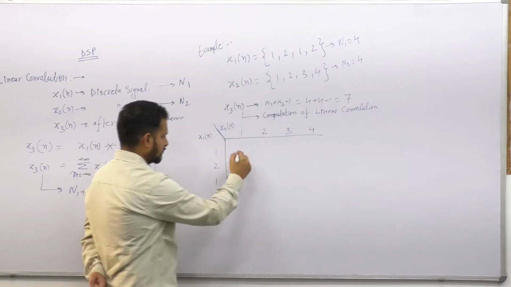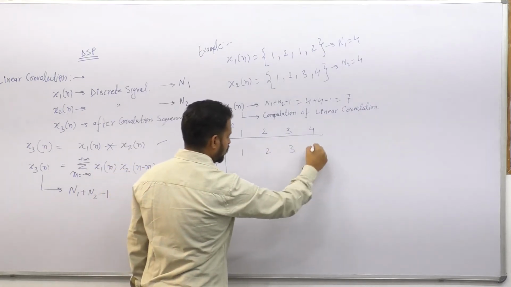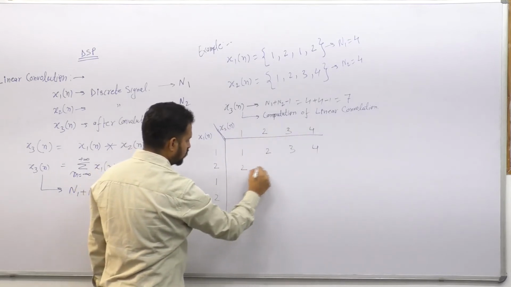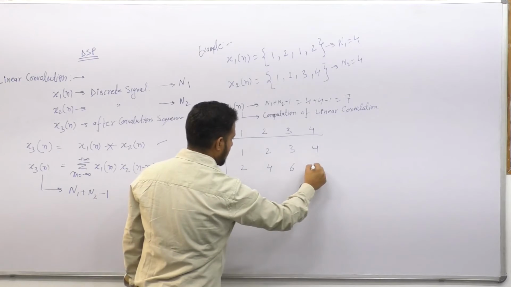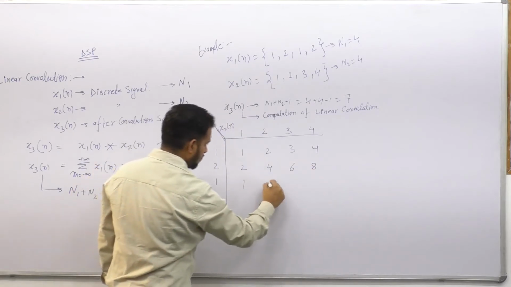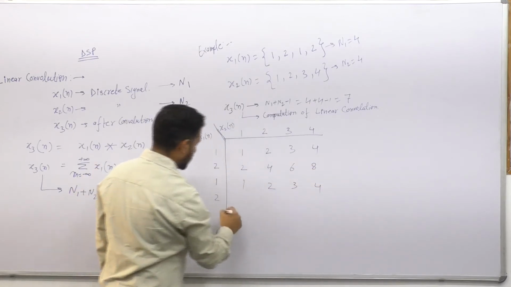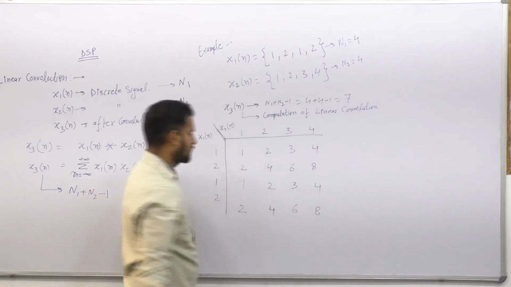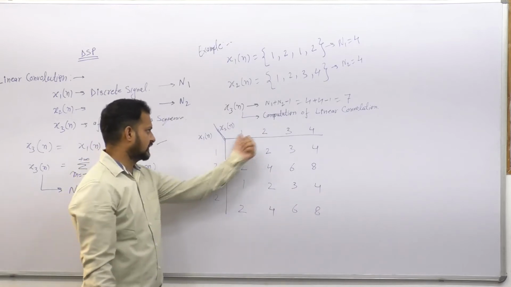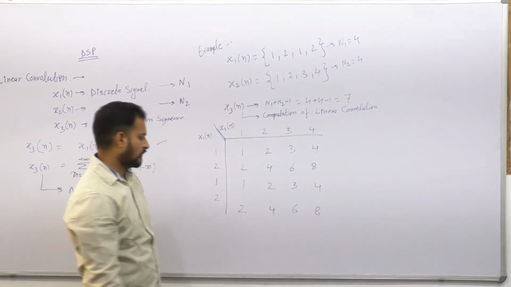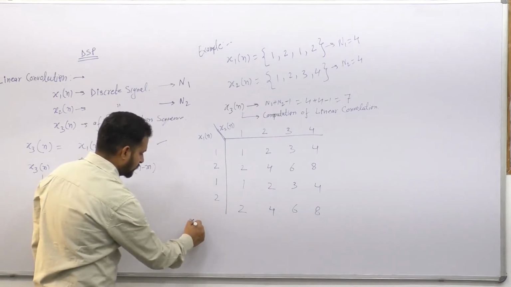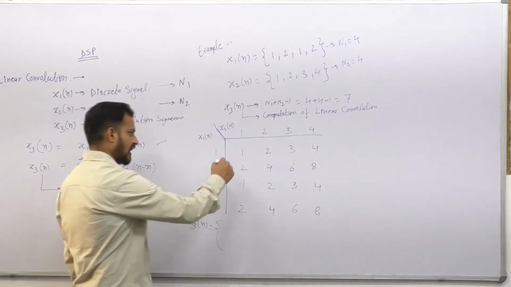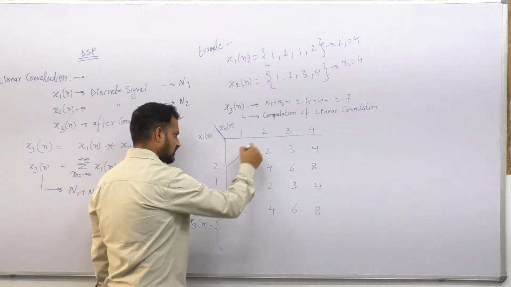We will multiply the first term by 1, 2, 3, 4, and then multiply by 2. So 2 will be multiplied to this sequence: 2, 4, 6 and 8. Similarly we go 1, 2, 3, 4, and another is 2, 4, 6, 8. So we have multiplied these sequences individually to these terms. Now we are going to represent x3(n). What will be the x3(n) points? Now how do we compute that? Diagonally we will take the values. This is 1.